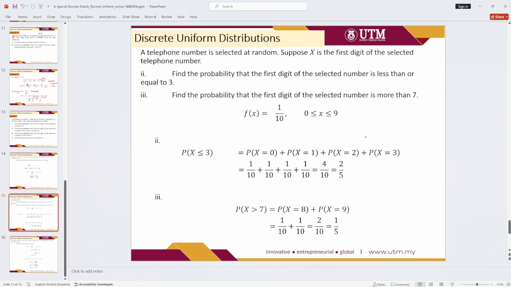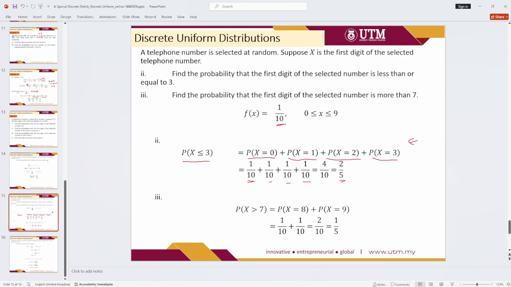So it's just a simple 1 over 10. For the second question, the question wants us to find the probability that the first digit of the selected number is less than or equal to 3. So we want P of x less than or equal to 3. So it will be P(x=0), which is again 1 over 10, P(x=1) is 1 over 10, P(x=2) is 1 over 10, and P(x=3) is also 1 over 10. Then for x less than or equal to 3, we just add all of these together, and we get 2 over 5.